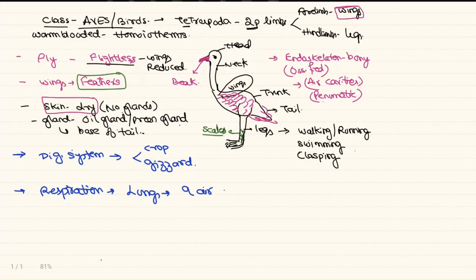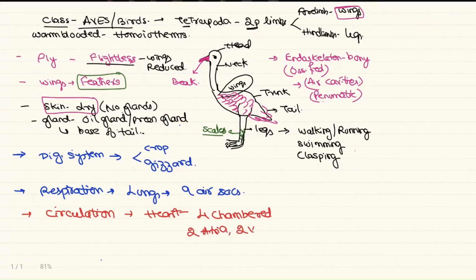In case of respiration, the lungs are supported by additional structures called air sacs. There are 9 air sacs in the birds which also help to supplement the respiration process. The circulation is done by the heart, and now the heart is 4-chambered. The complete division of atria and ventricles can be seen. So there are 2 atria and 2 ventricles in the heart. This will help in complete double circulation process.